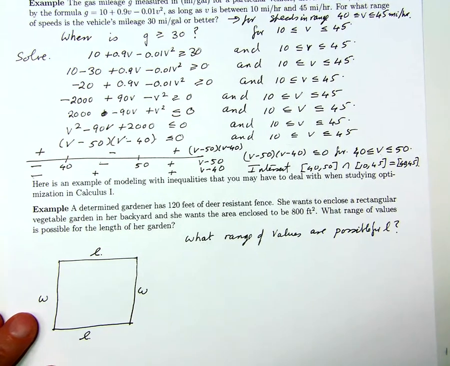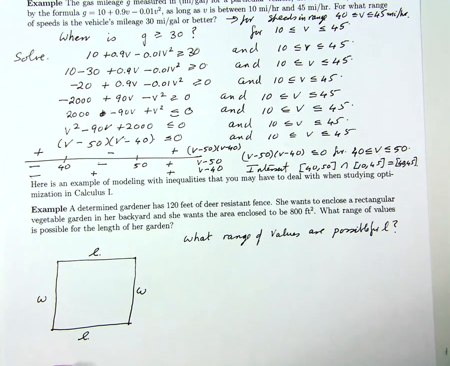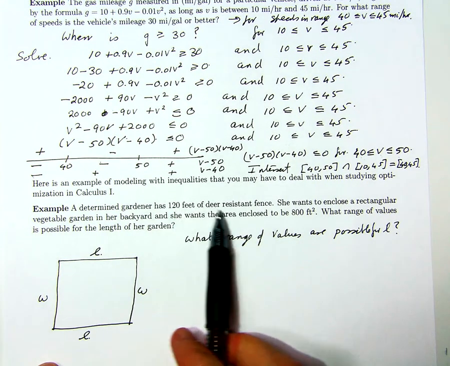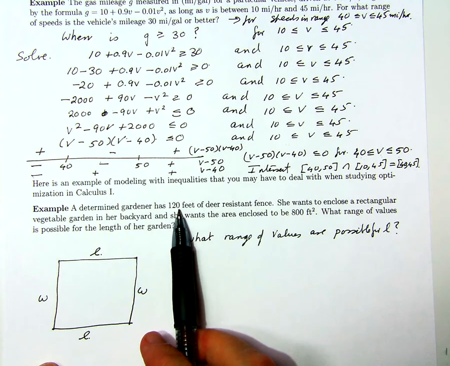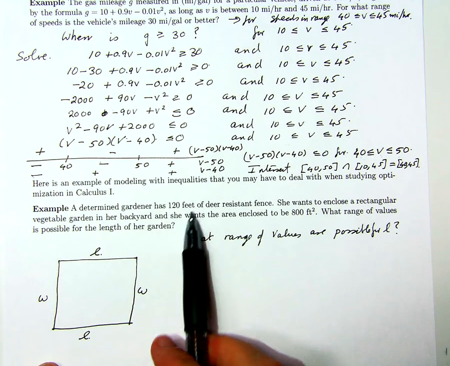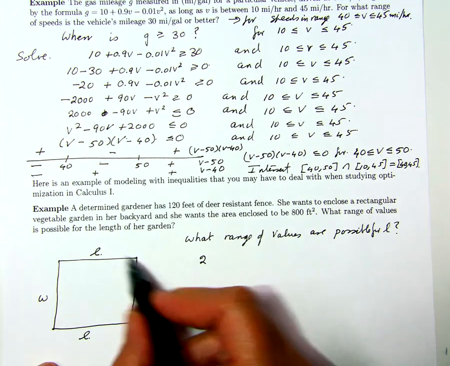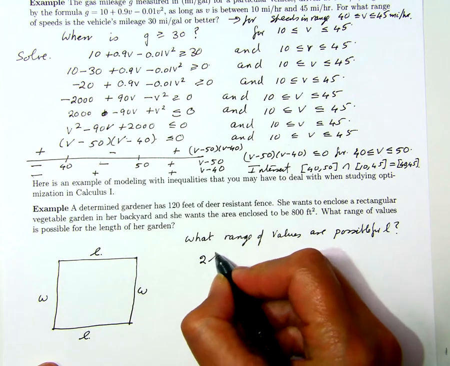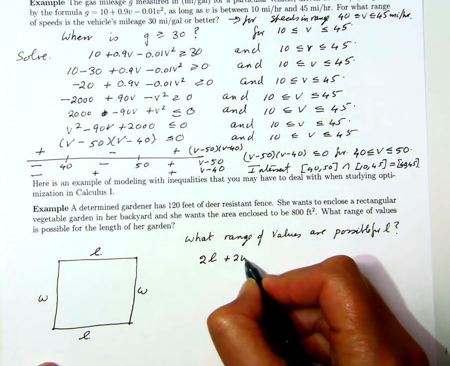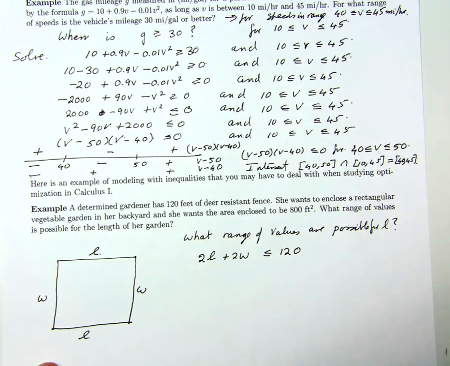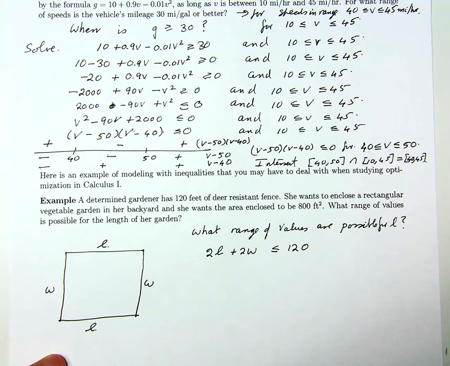Well, what are the constraints in our behavior here? Certainly the amount of fence available is a constraint. So the perimeter of this garden has length 2L plus 2W, and that must be less than or equal to the amount of fence available, which is 120 feet.